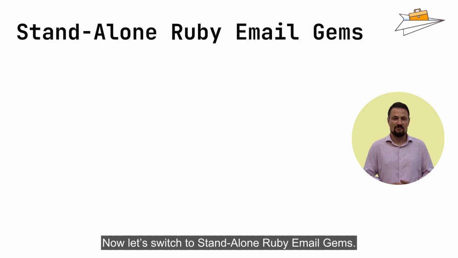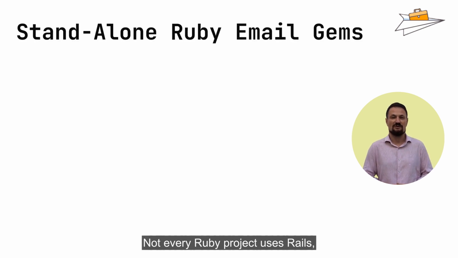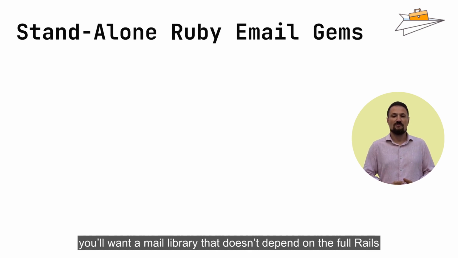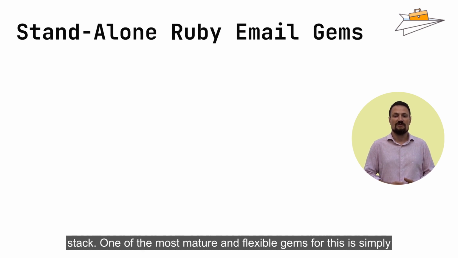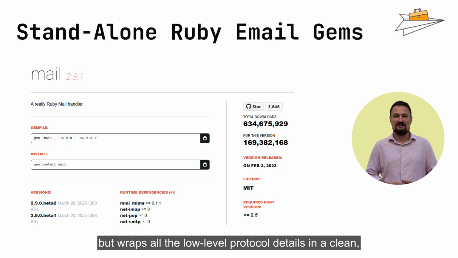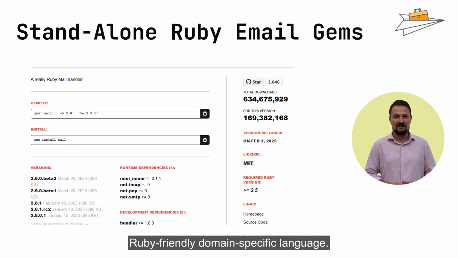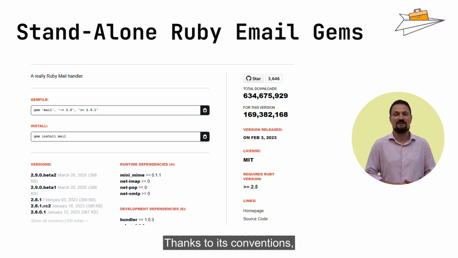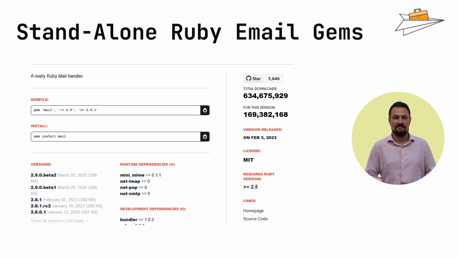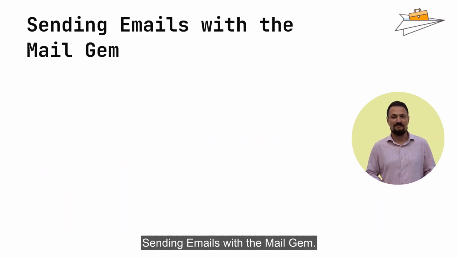Now let's switch to standalone Ruby email gems. Not every Ruby project uses Rails, but many still need to send emails. Whether you're building a CLI tool, a background worker, or a simple Rack app, you'll want a mail library that doesn't depend on the full Rails stack. One of the most mature and flexible gems for this is simply called Mail. It uses the same SMTP settings we discussed earlier, but wraps all the low-level protocol details in a clean, Ruby-friendly domain-specific language. Thanks to its conventions, even a short script can handle email headers and MIME parts correctly, making it ideal for lightweight projects.